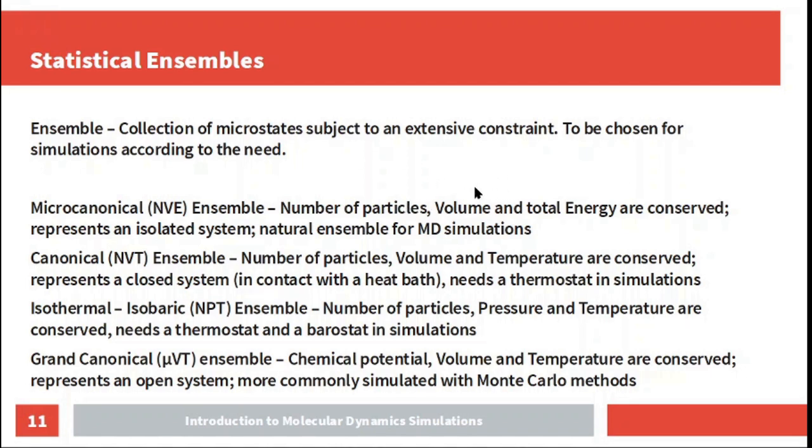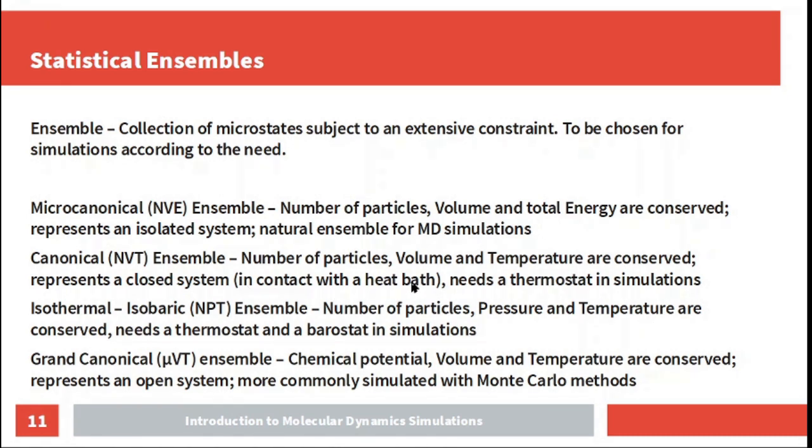We'll see that in the next ensemble. So, for example, the next ensemble is canonical ensemble or NVT ensemble. Here, number of particles, volume, and temperature are conserved, and this represents a closed system. By a closed system, you mean a system in contact with a heat bath.